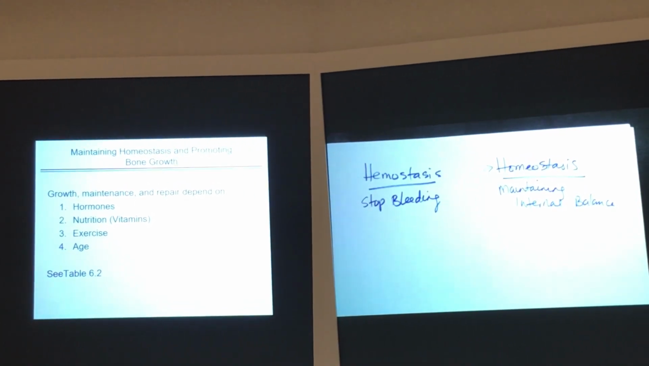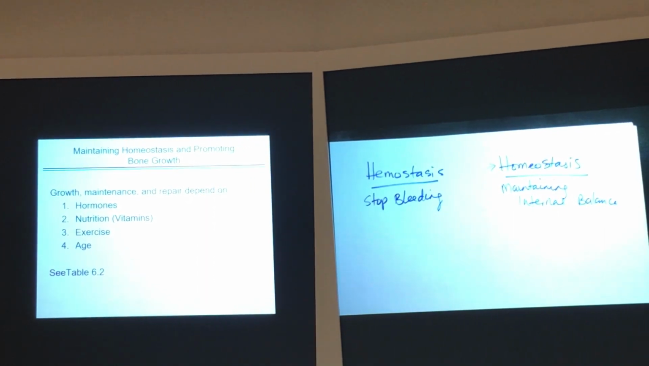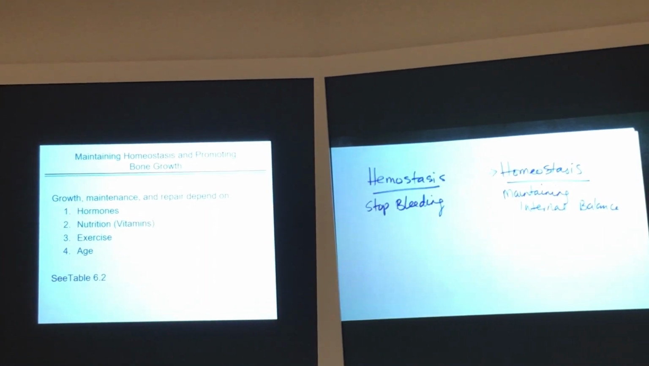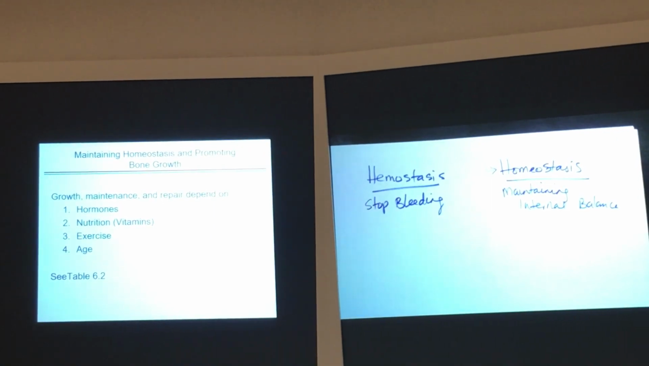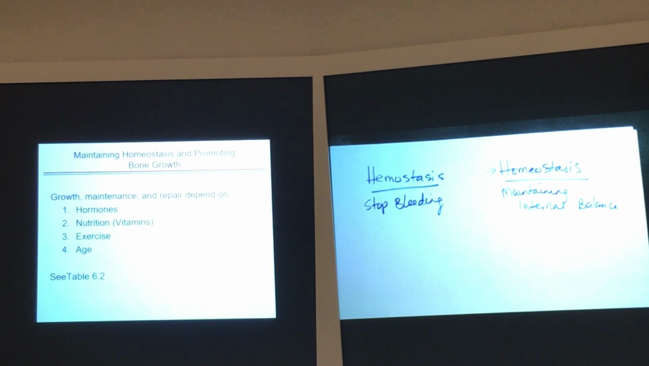Testosterone, estrogen, also important for bone strength. But which hormone withdraws calcium from the bone? You need something because you cannot always deposit, right? Money, you have to withdraw. Same thing, you need something.